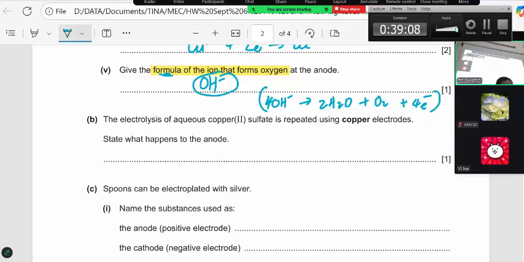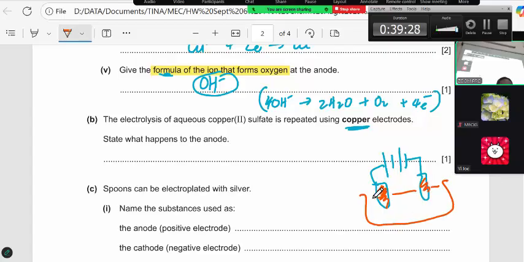All right. Now, electrolysis of aqueous copper sulfide is repeated using copper electrodes. What's the difference if you use copper? Yeah, it will dissolve at the anode, right? What happens to the anode? It will decrease in size, because at the anode the copper will dissolve to become copper ions.